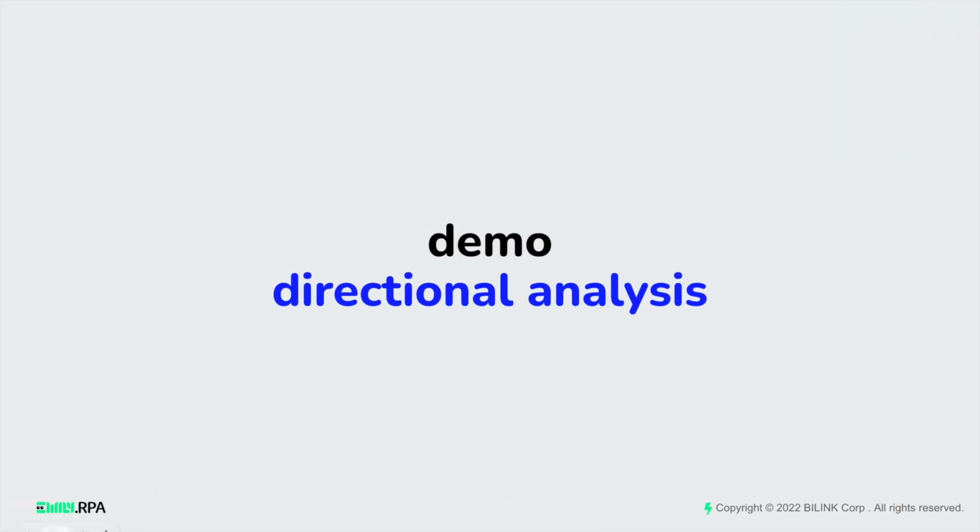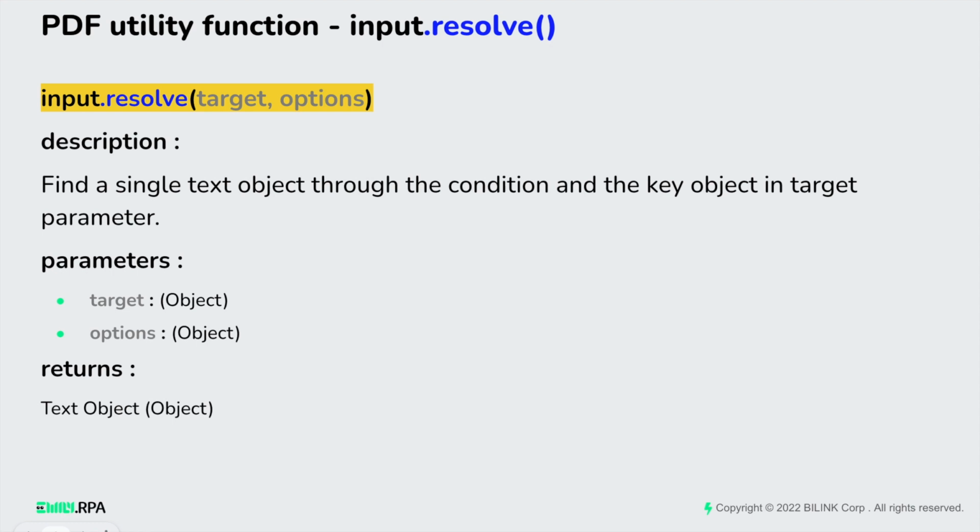The next section describes what our auto-generated code means. We use the utility function input.resolve. This function finds a specific text object based on the key object you set, as well as the range, direction, and other criteria. Input.resolve contains two parameters, target and options. Target and options are both in object format. And input.resolve returns a text object after parsing, which is the text object found based on the direction and conditions.